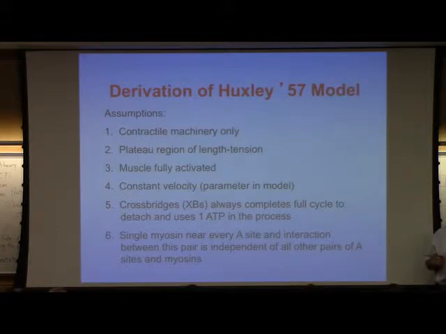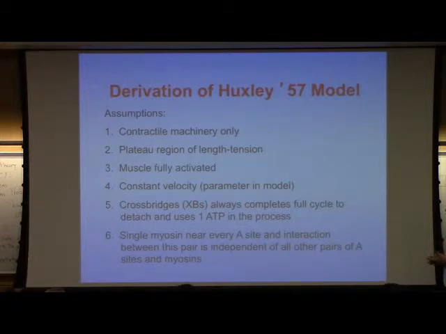Okay, great. So now we're on to the actual derivation of the model. The Huxley 57 model is really designed to understand this force-velocity relationship. It involves sliding filament theory. It's muscle, but we're only going to look at the contractile machinery, which means right now we're not worrying about how it turns on and off. We don't have calcium regulation. We're not worried about twitches. Just assume for now the muscle is fully activated.